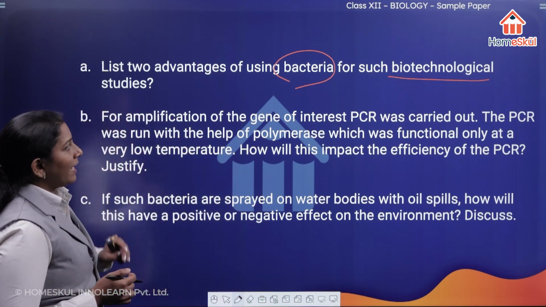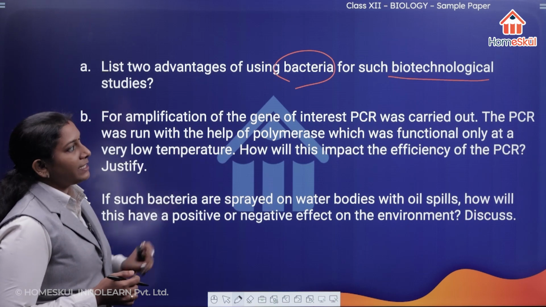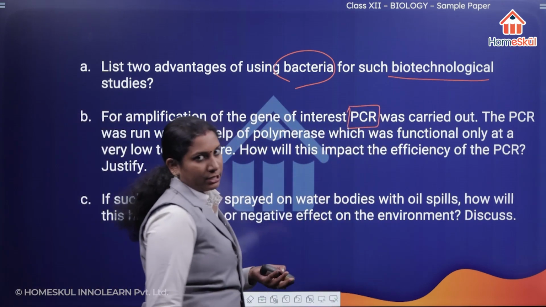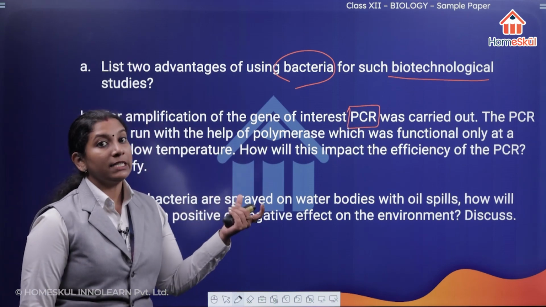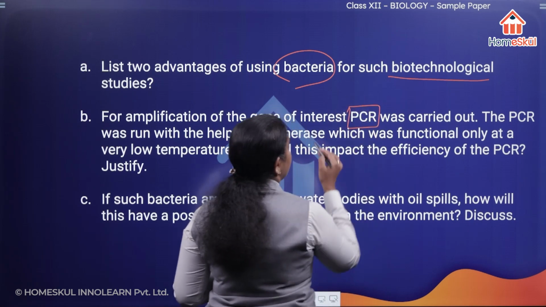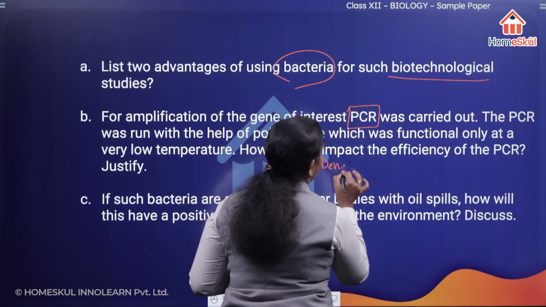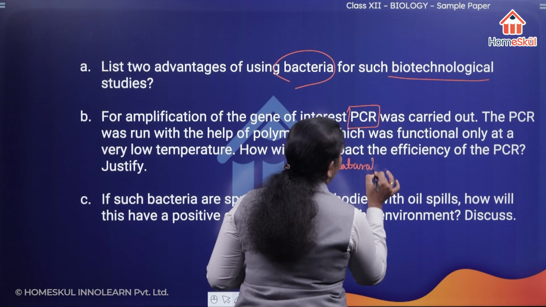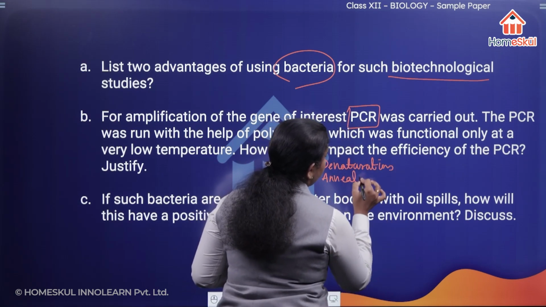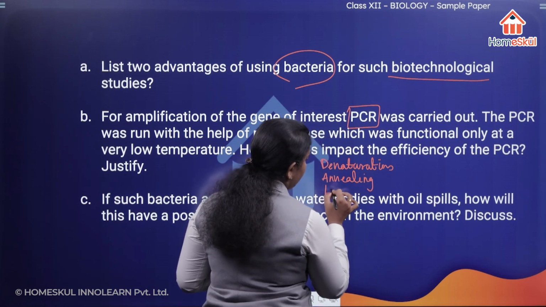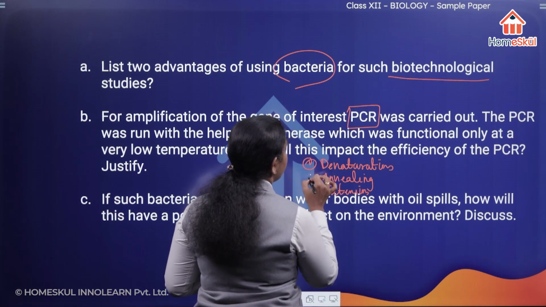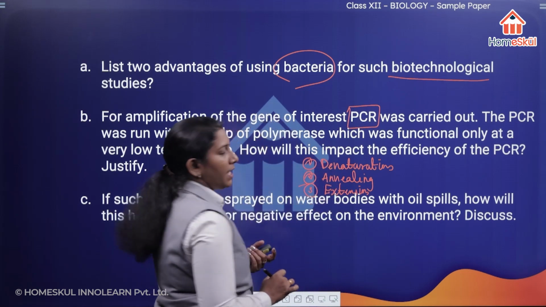Then for amplification of the gene of interest, PCR was carried out. What is PCR? Polymerase chain reaction, with 3 major steps. What are the major steps of PCR? The first step is denaturation, then we have annealing, and the third step is extension, primer extension. So these are the 3 steps when we are utilizing the PCR reaction.